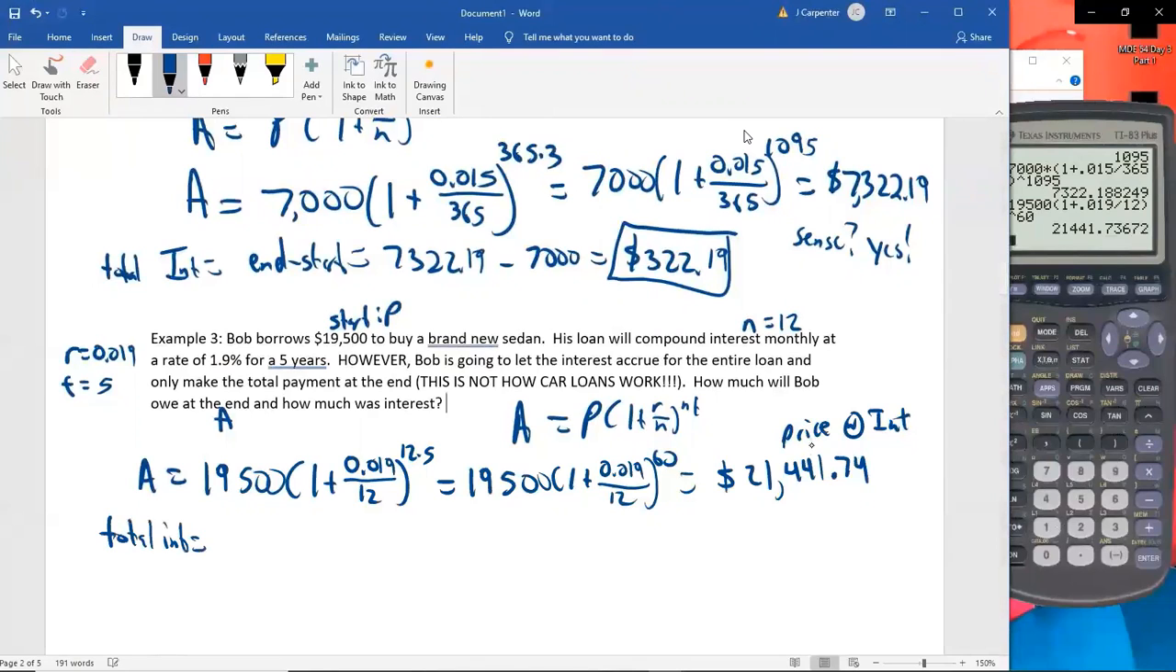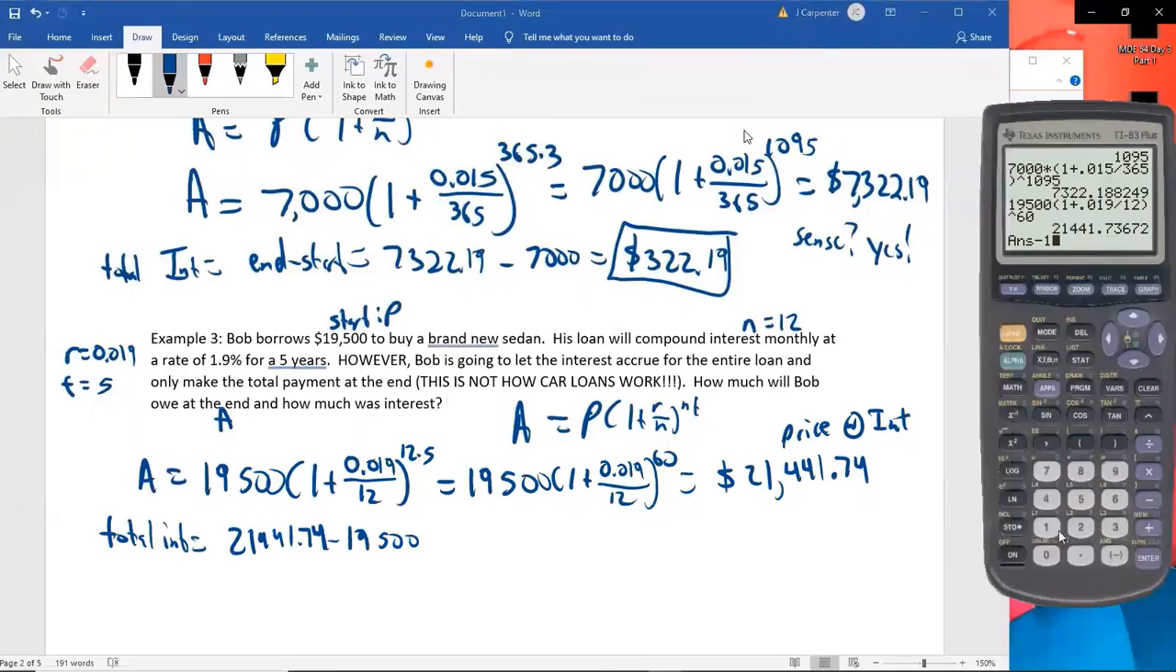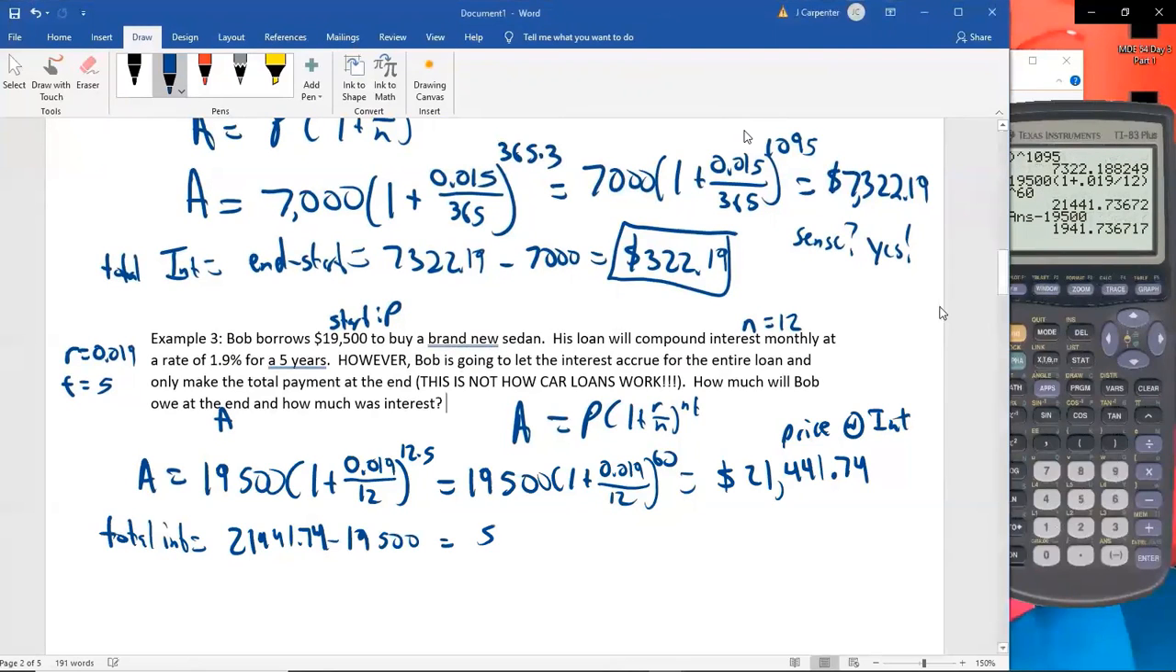being the end minus the start value, would be the 21,441.74 minus 19,500. So we can just go minus 19,500. And we get $1,941.74. There we go. There's our total interest. That's how much money Bob's friend made for doing this weird loan that, again, is not how things would normally be done. I don't know how many times I have to say that.